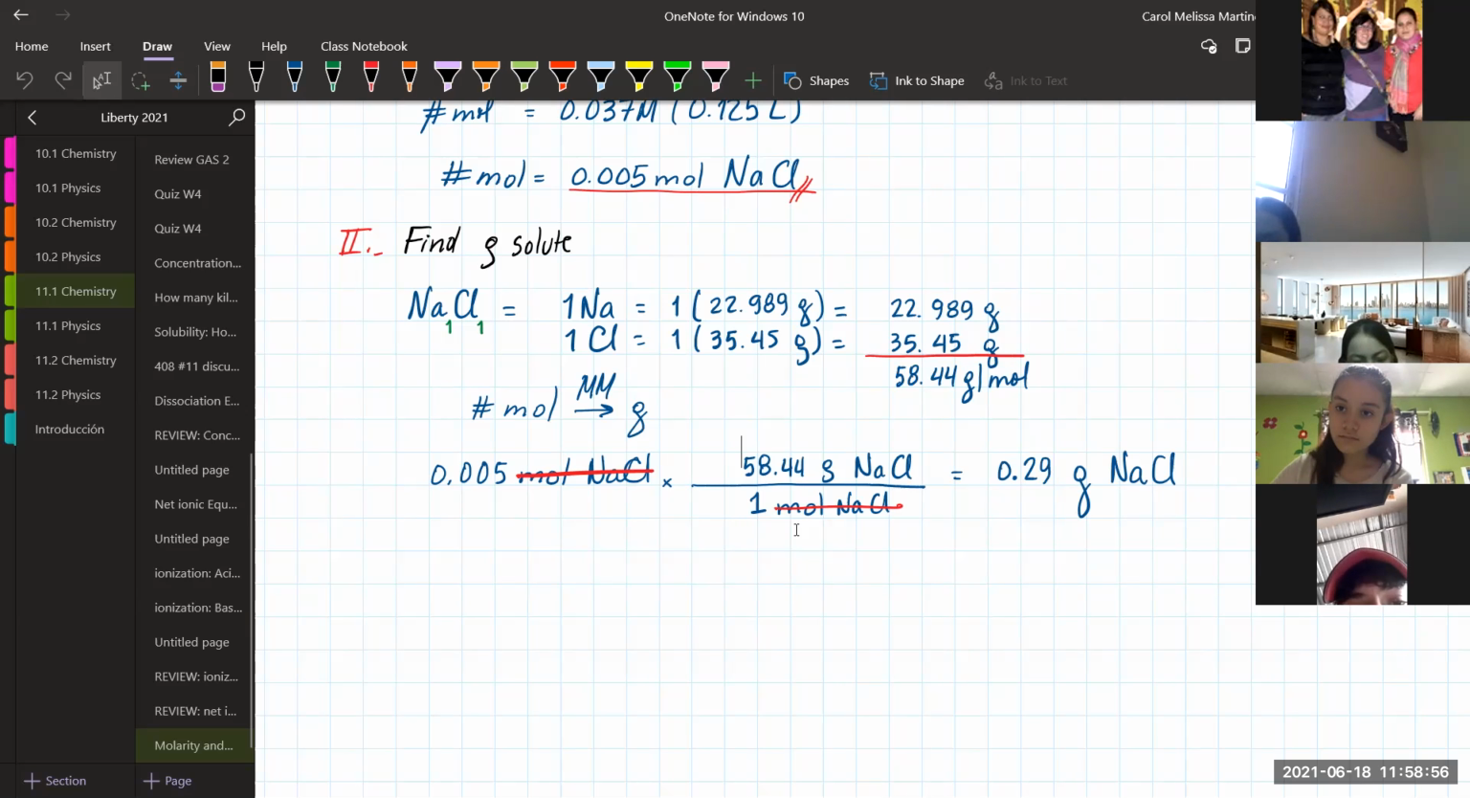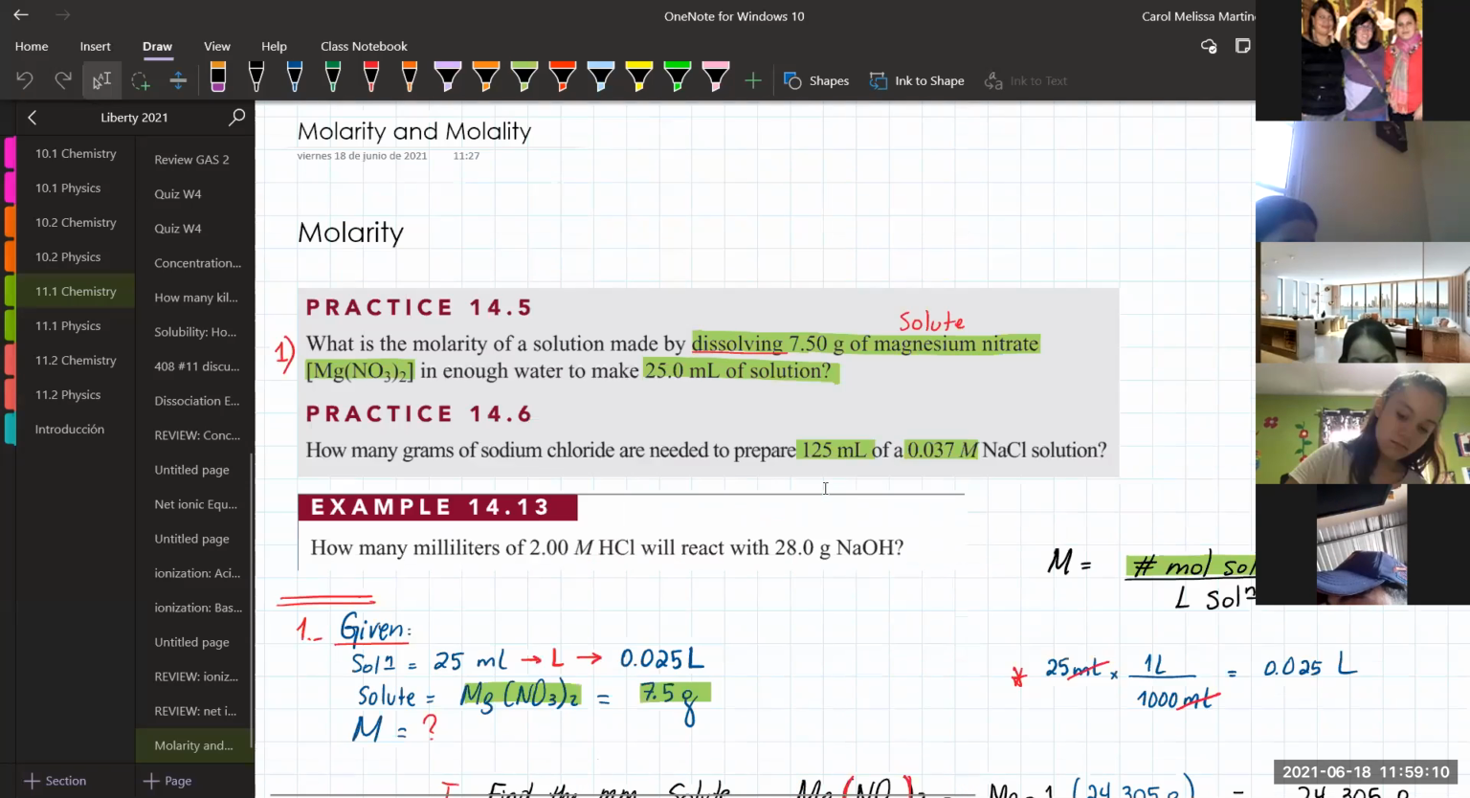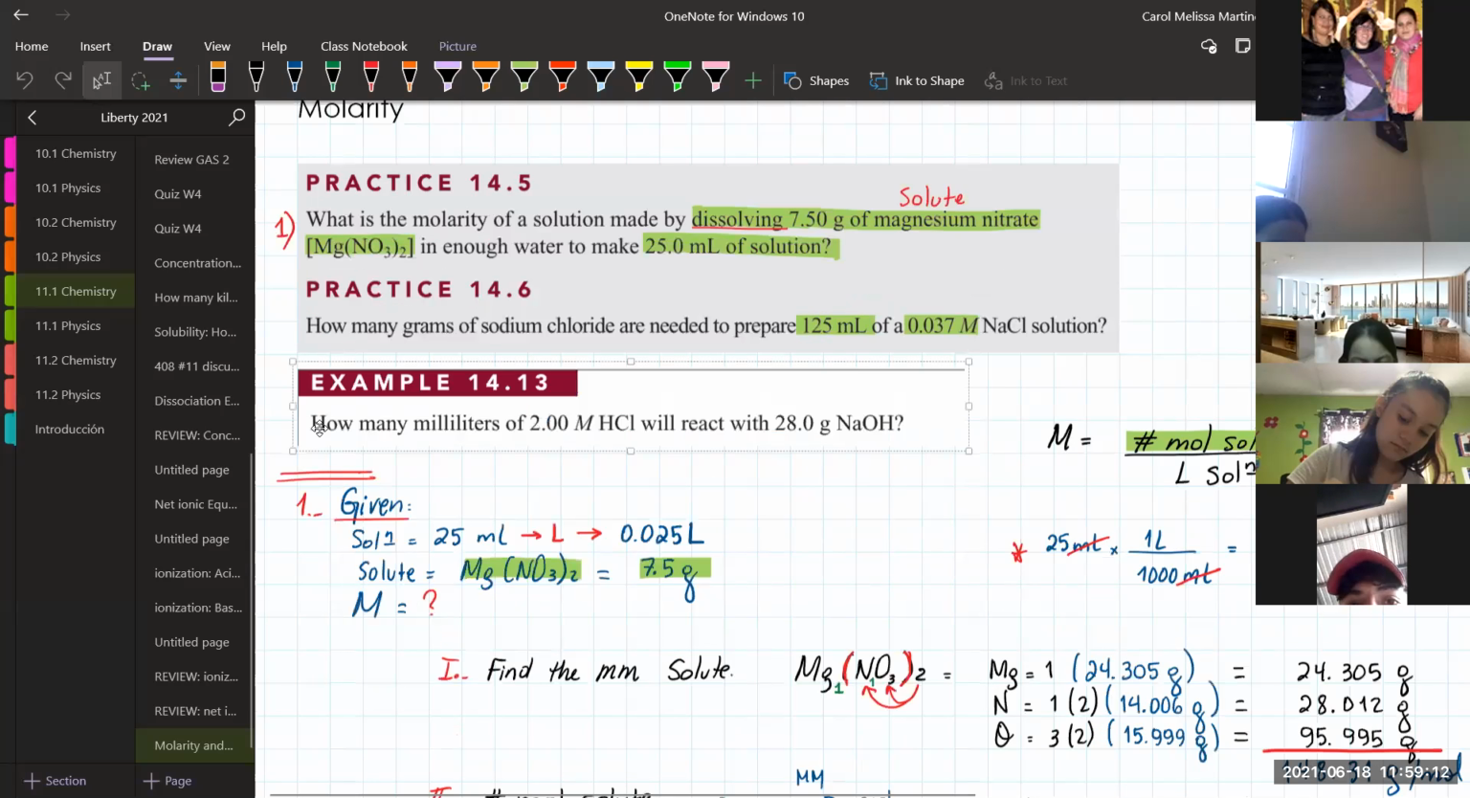Okay, 0.29 grams of sodium chloride. And that will be it. That will be the answer of the problem. Now this third one right here, you will do it as homework, okay? You will do it as homework.